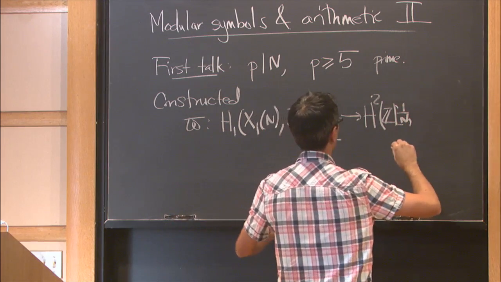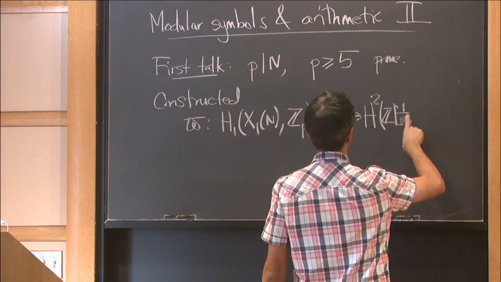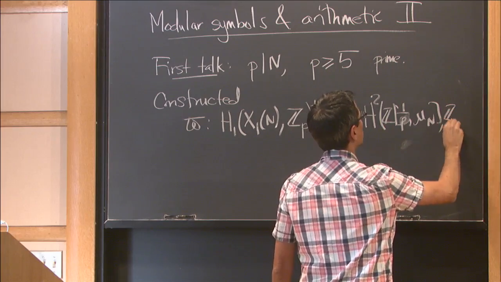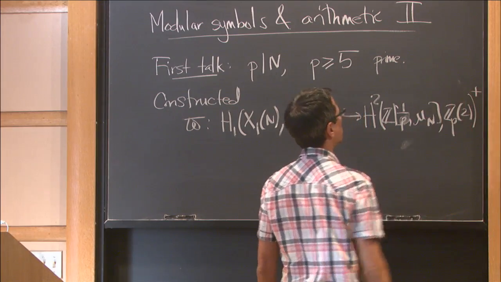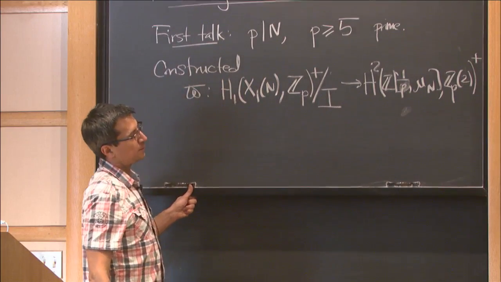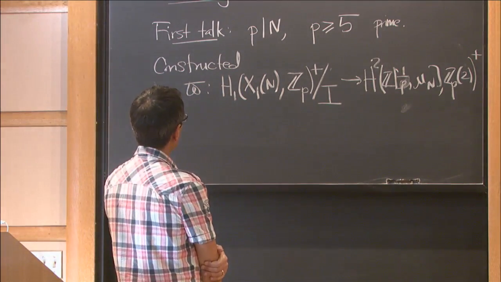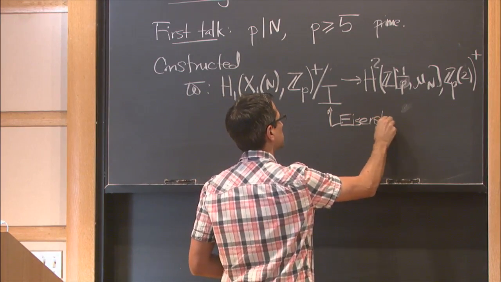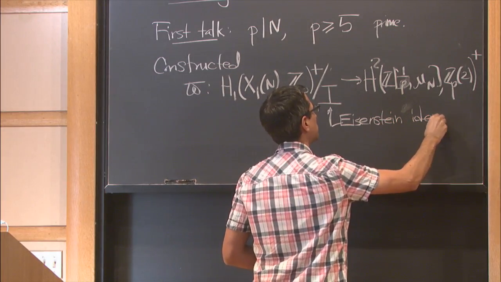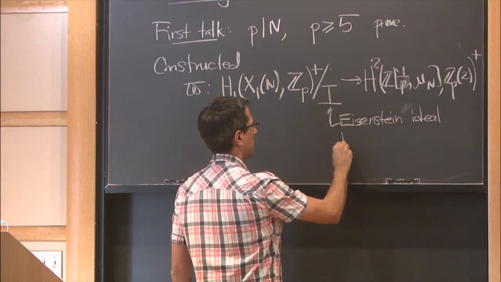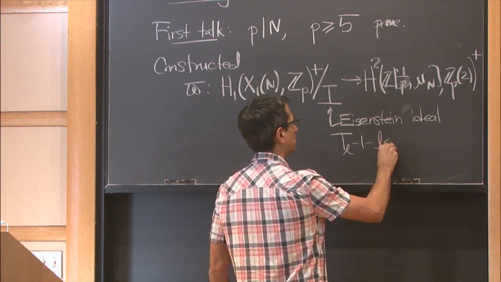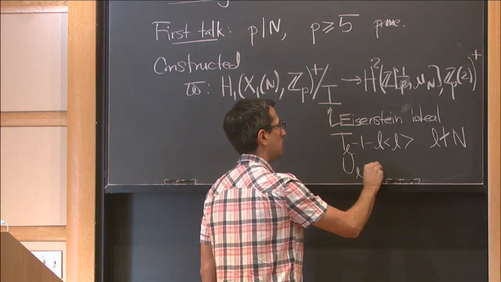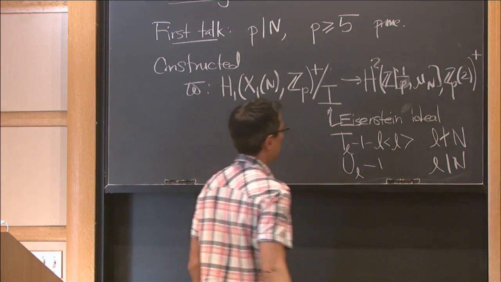the maximal extension unramified outside p of Q(mu_n), and then the plus part of both these things. So here I was the Eisenstein ideal in a Hecke algebra. It was generated by Hecke operators T_L minus 1 minus L diamond operator L for L not dividing n prime, and U_L minus 1 for L dividing n.